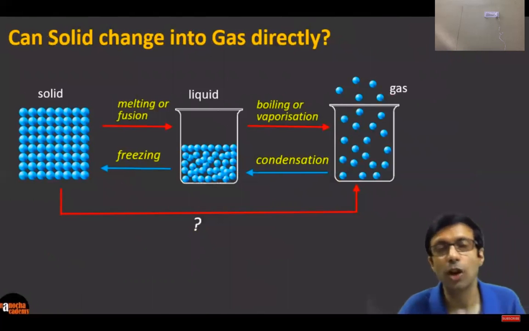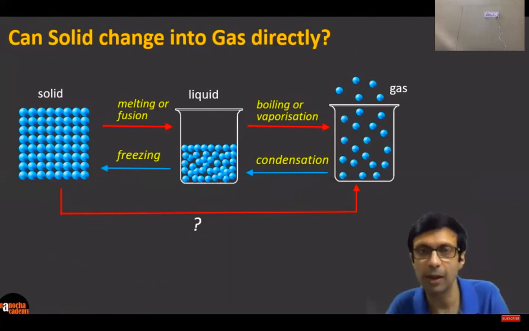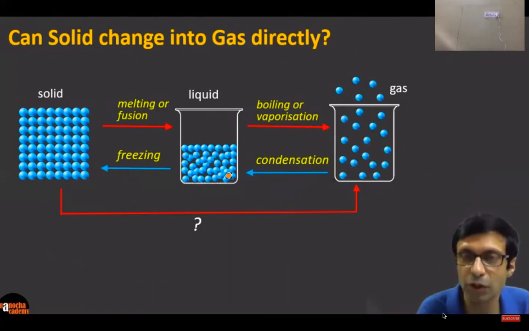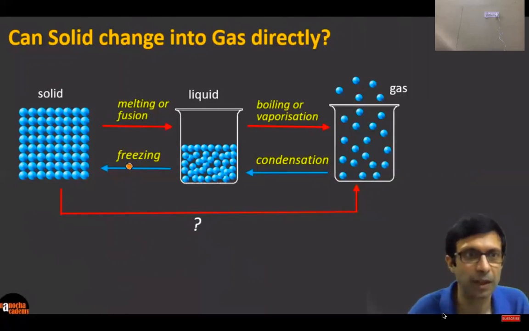Excellent. So now one very interesting question we have, that can solid change directly into gas? So as we saw here, here's the summary, right? We saw that solid can change to a liquid, that's known as melting or fusion. Then liquid can go to gas, which is known as vaporization or boiling. And then if you decrease the temperature, it's called condensation. And this one is known as freezing or solidification, right?